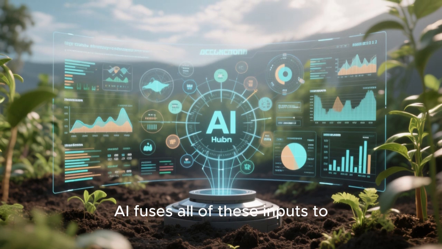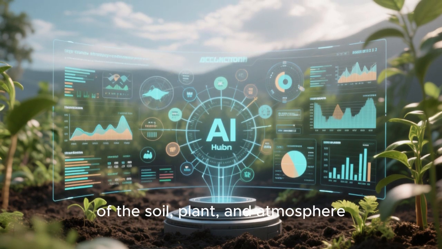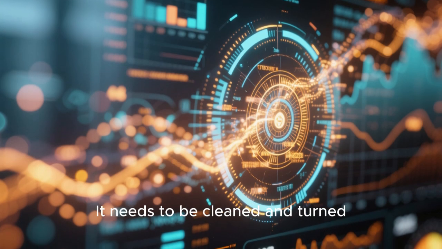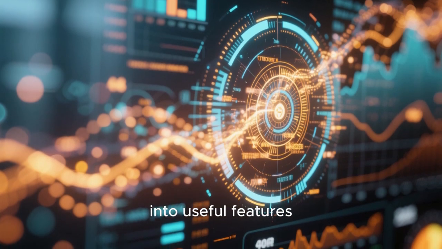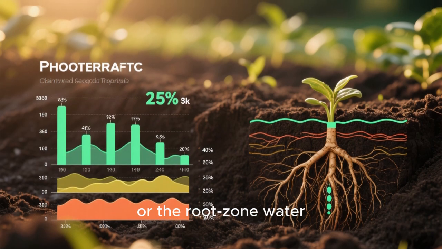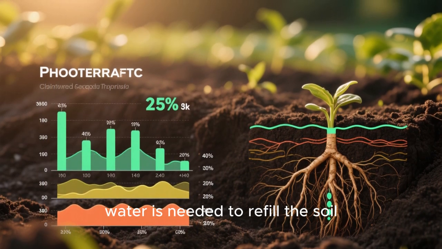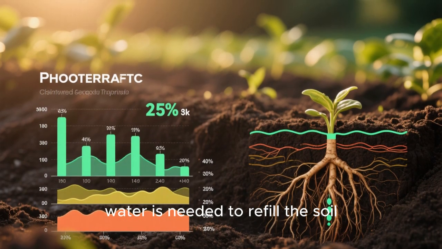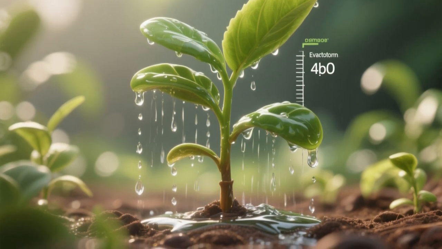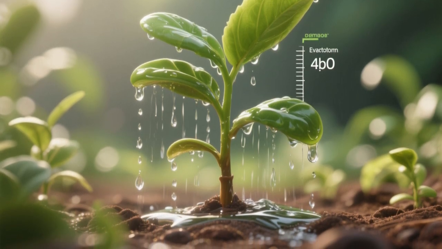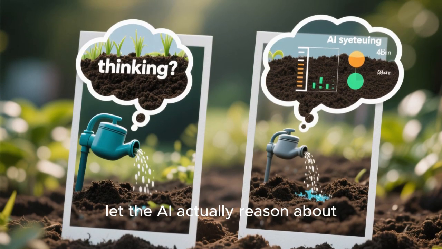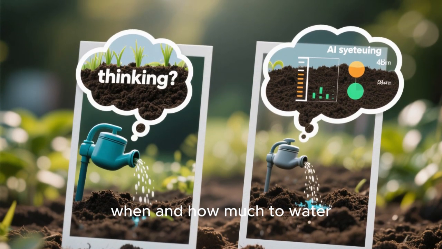AI fuses all of these inputs to build a live picture of the soil, plant, and atmosphere. But raw data isn't enough. It needs to be cleaned and turned into useful features. Things like the average soil moisture per zone, or the root zone water deficit, which is how much water is needed to rebuild the soil. These features let the AI actually reason about when and how much to water.